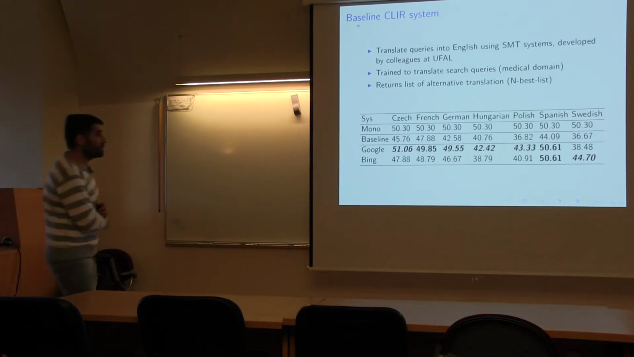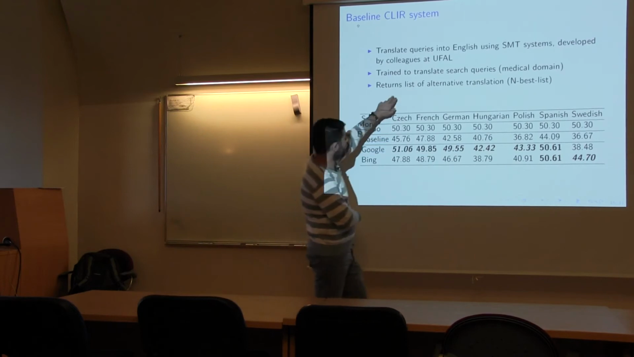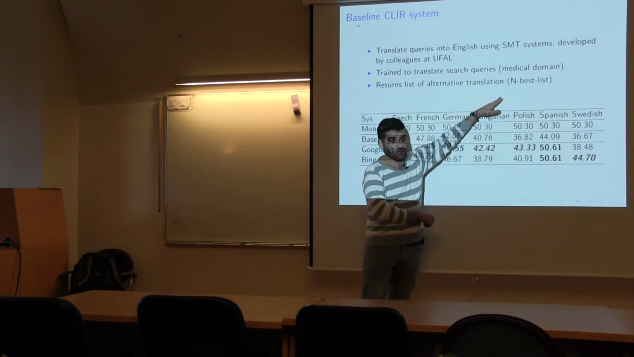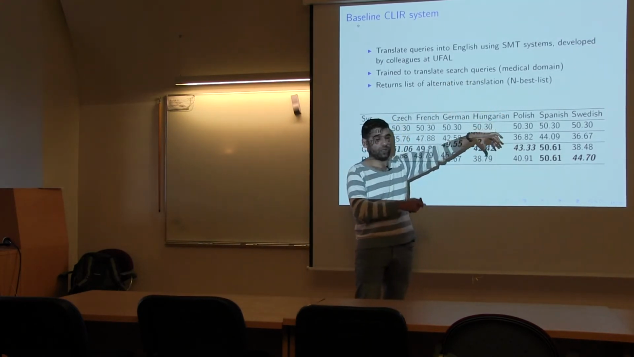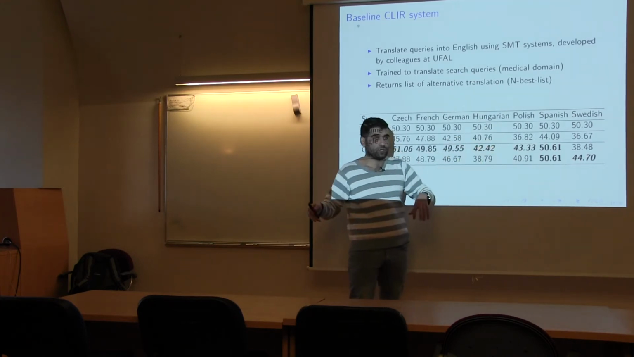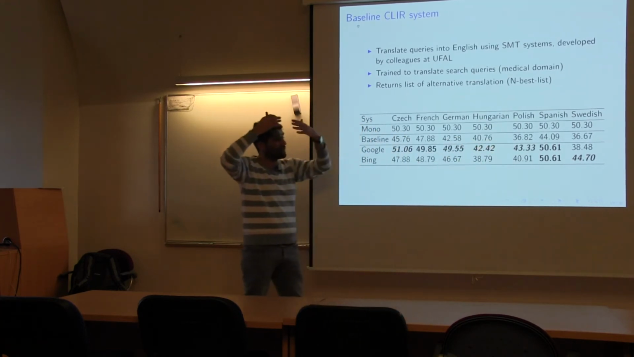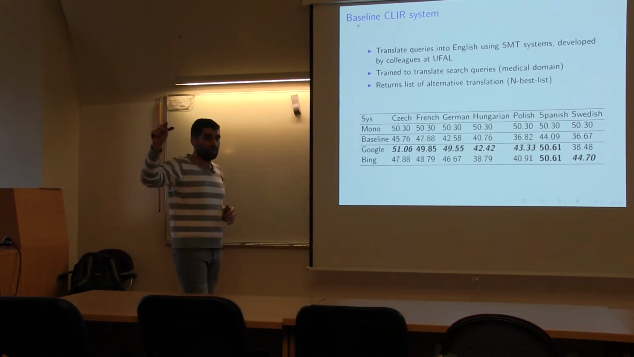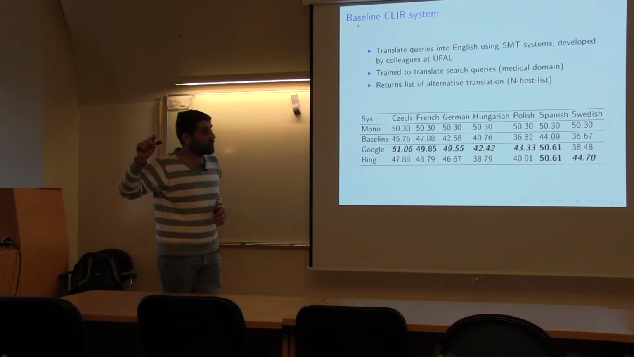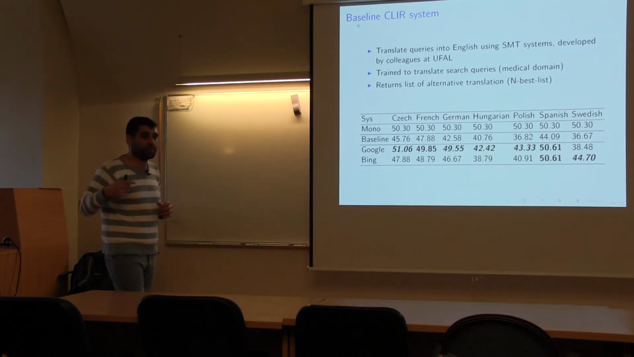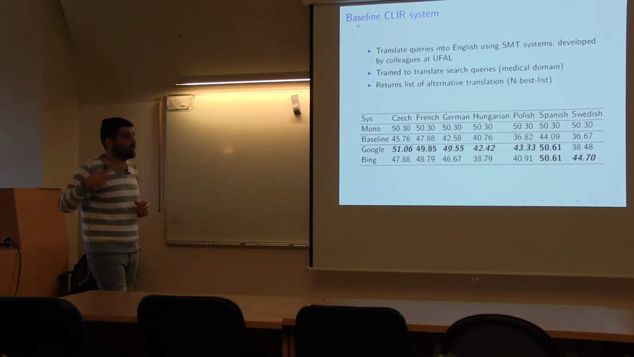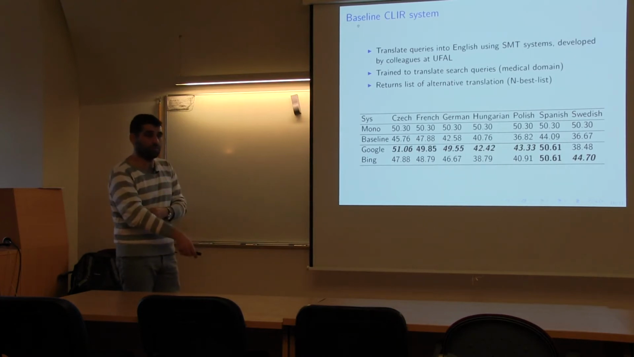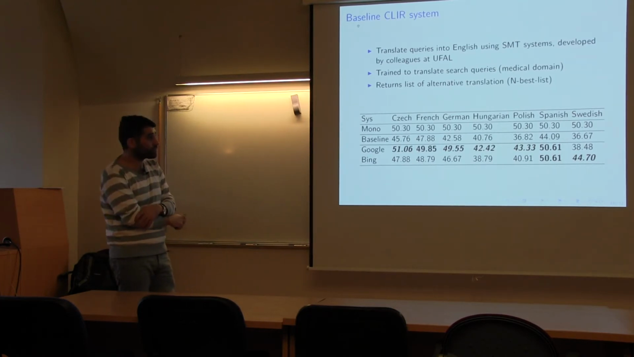The baseline system uses the best translation from the n-best list. Like we translate the Czech, for example, query into English. We have a list of alternative translations. We use the highest scored one, the best translation. We create a query from this English translation, and then we do mono IR.